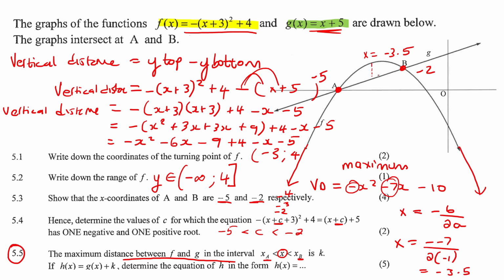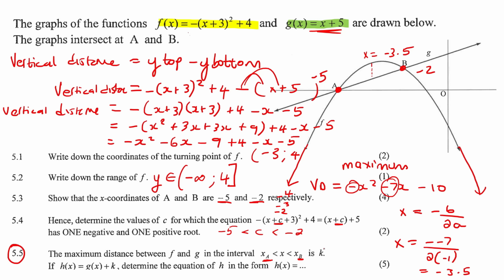And a lot of learners, as I said, always tell me that it's going to be at the turning point of this parabola. But nope, that's not true. The turning point of this parabola was at negative 3. This is negative 3.5. You see? Okay, so we have the x value. So it says the maximum distance takes place somewhere in the interval over there. If h of x, determine the equation of h.